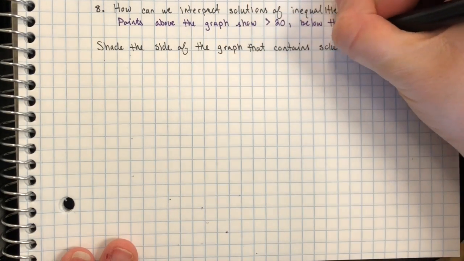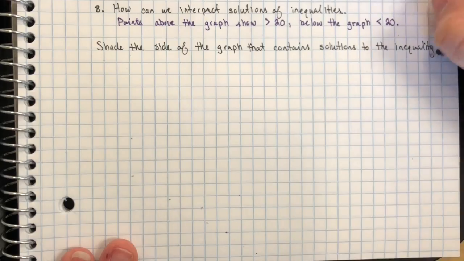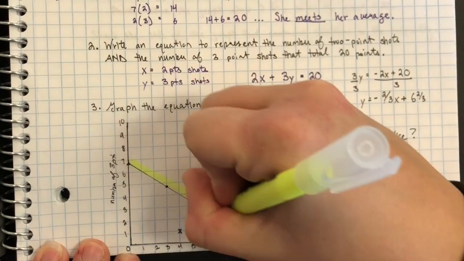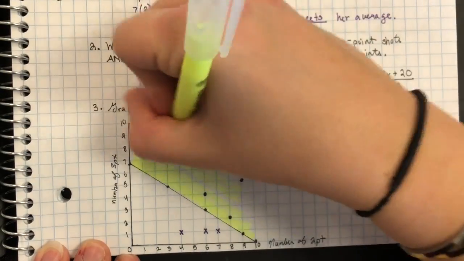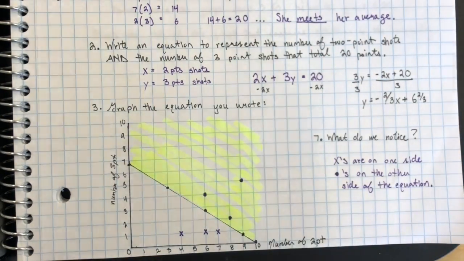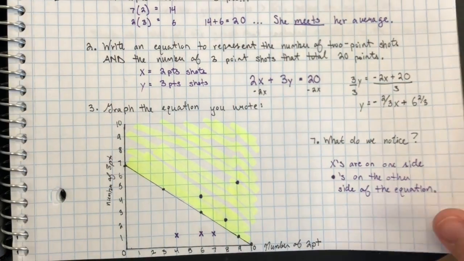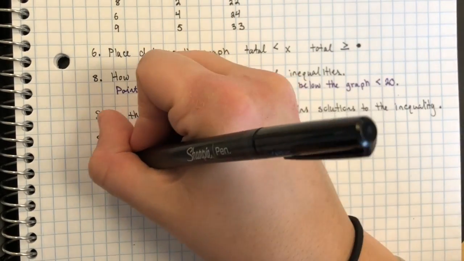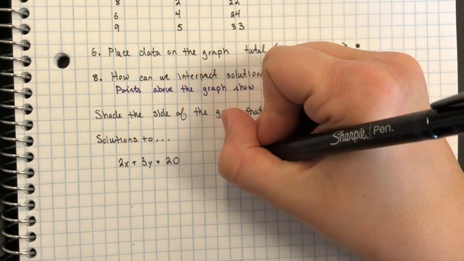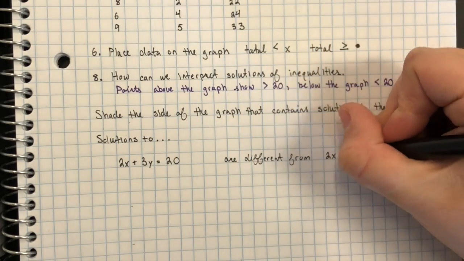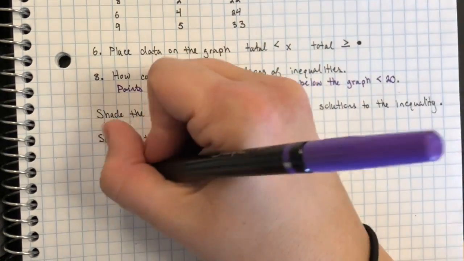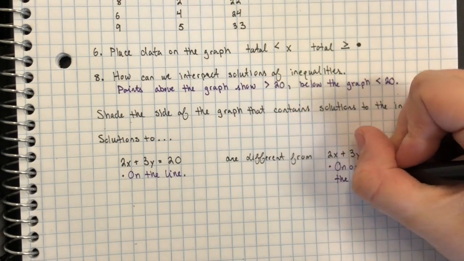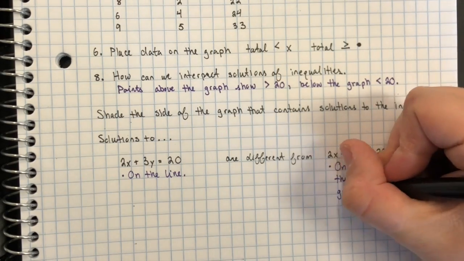Now we just want to go back and make observations from our graph. And we're going to do that by shading the side of the graph that contains solutions to the inequality. So I'm going to take my highlighter, and basically any solution that appears above the line will be a solution to my inequality. And then I just want to think about the solutions of the linear equation compared to the inequality. Because for the linear equation, the solution is going to be on the line, whereas the inequality is on or above the line, because it could also be greater than 20 points scored.